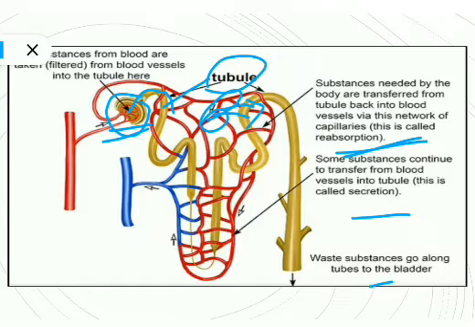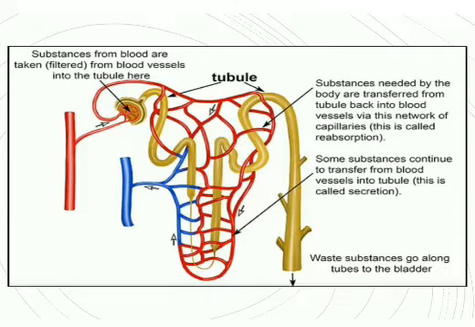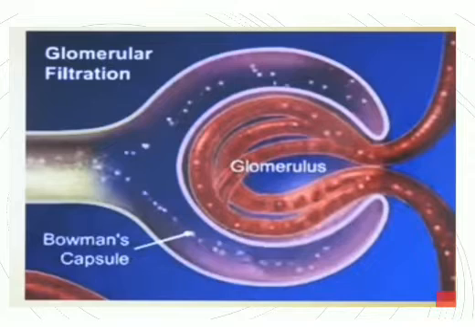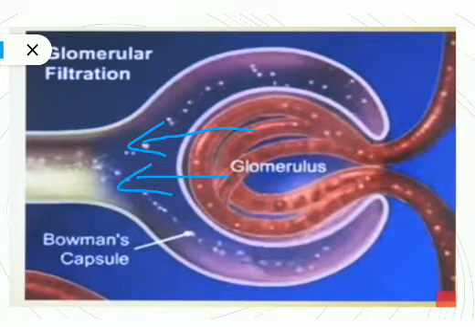Finally, the waste substances go along the tubes to the bladder. This is the collecting duct, through which the waste will go out. Next, here you can see the glomerulus. This is called ultrafiltration. The blood carrying waste material will enter into the glomerulus and get filtered, and the waste will get filtered into the tubule from the glomerulus.